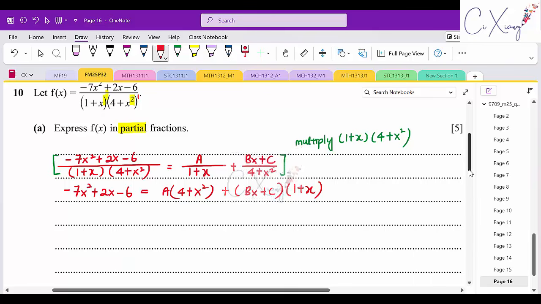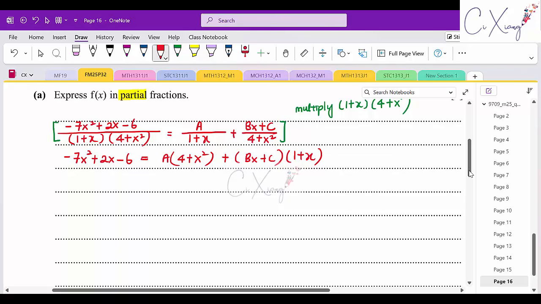After I get rid of the denominators, what I do now is substitute a value so that maybe the A, B, or C terms disappear when I do the calculation. As an example, I usually take the linear factor first. So you have 1 plus x here, and you imagine 1 plus x, you let it equal 0, so x equals -1.